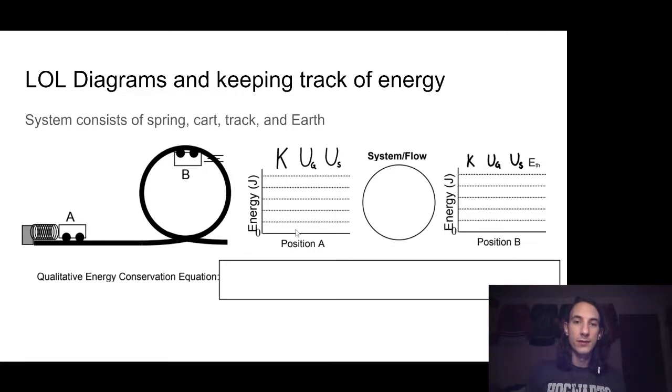So if we're thinking about this at point A, think about what kind of energy we have, and then think about what kind of energy we have at point B. And let's say that it's frictionless. I didn't specify that, but let's say that it's frictionless. Take a quick second.